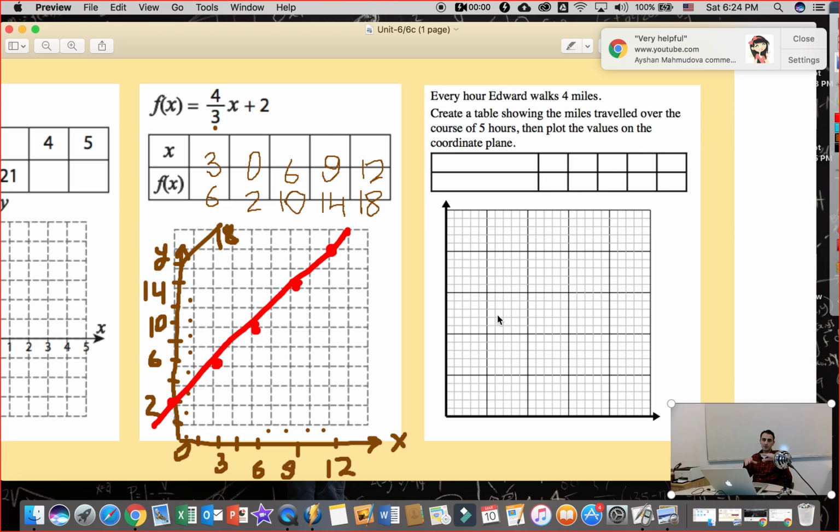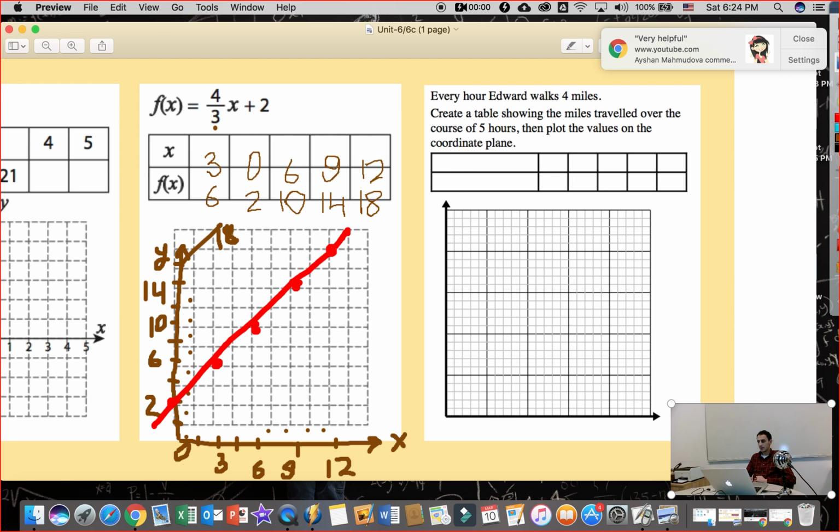In previous examples the rule was given. We didn't need to find the rule, but here we need to. Okay, let me read. Every hour Edward walks 4 miles. Create a table showing the miles traveled over the course of 5 hours, and then plot the values on the coordinate plane.